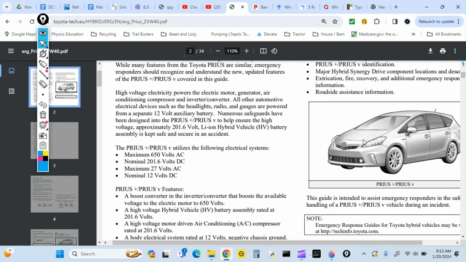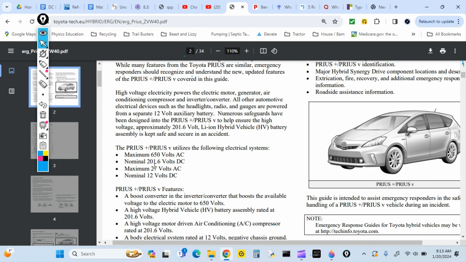So let's look at what we've got here. One says maximum 650 volts AC. Why is it AC? Why wouldn't that be direct current? We're driving a motor. Why don't we use direct current for that? Anyway, a nominal 201.6 volt DC battery. A 201 volt battery and 650 volts AC. How do you get 650 volts AC out of a DC battery? Well, that's going to be something we need to talk about.